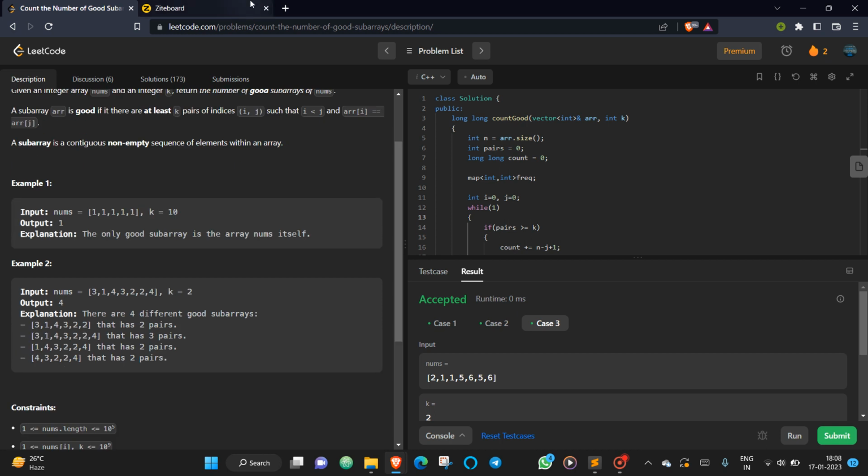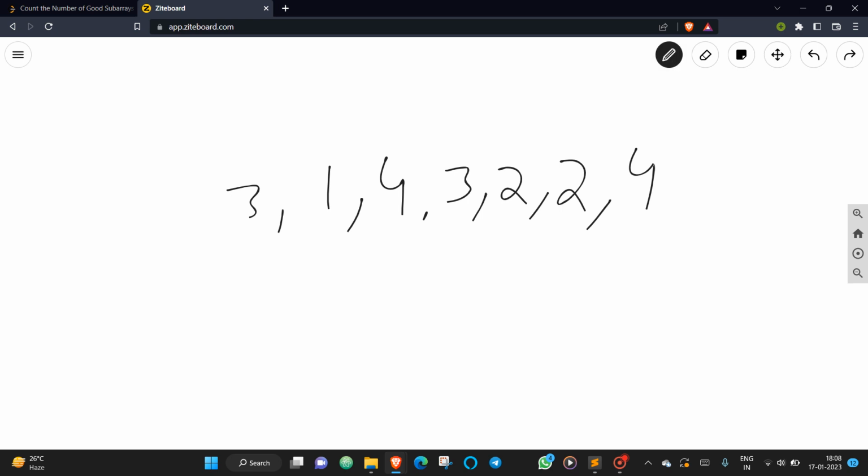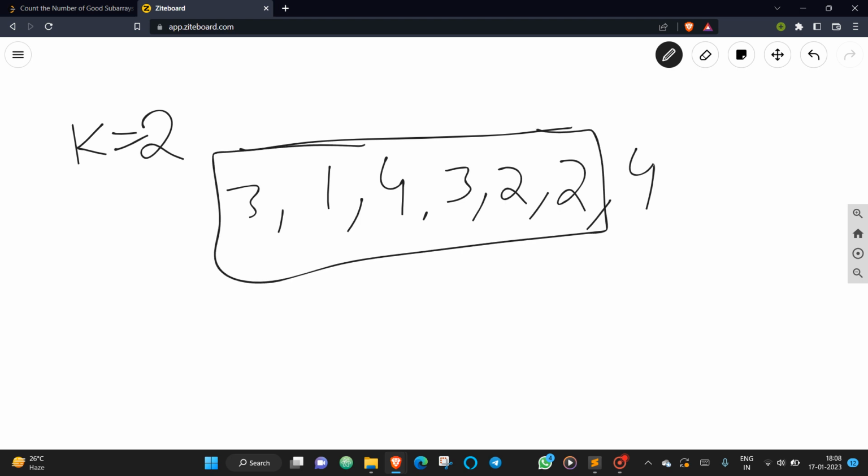So let us understand this. If you take the sample case 2, then the array was this and your k is 2, right? So can I say my good subarray will be a window of this, because here it is forming at least two pairs, right? Because what is a pair? If both the elements are equal, or if both the elements are the same, can I say it is one pair?